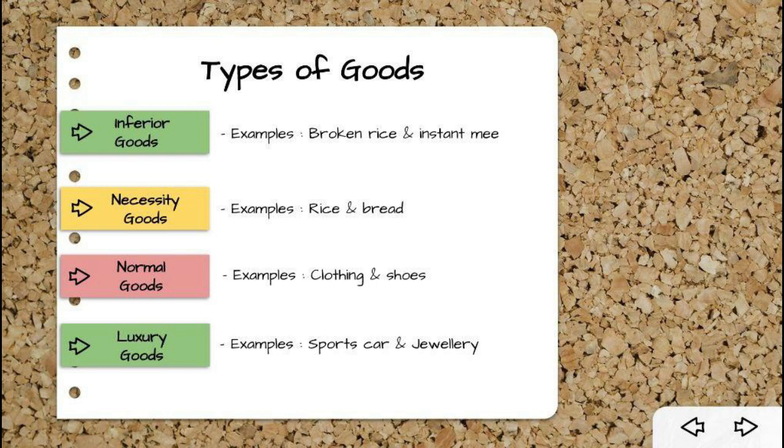Next, normal goods. Normal goods are goods that experience an increase in demand due to a rise in consumer income, such as clothing and shoes. Lastly, luxury goods. Luxury goods are goods for which demand increases more than proportionally as income increases, such as jewelry.